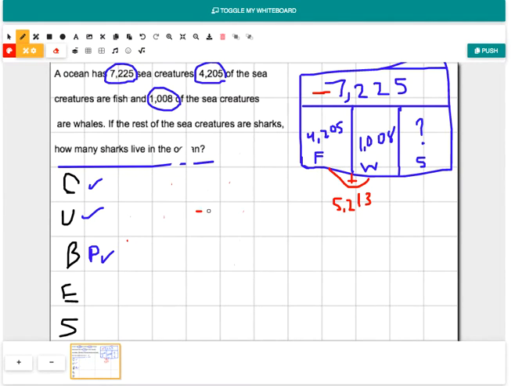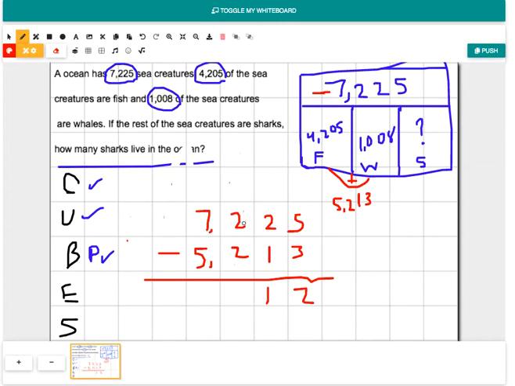So now I can set up my problem. The biggest number always goes on top. 7,225 minus my amount of fish and whales together, which is 5,213. And now I can go ahead and subtract. So 5 minus 3 is 2. 2 minus 1 is 1. 2 minus 2 is 0. And 7 minus 5 is 2. So I got the same answer both ways. It just shows that I am missing 2,012 sharks.